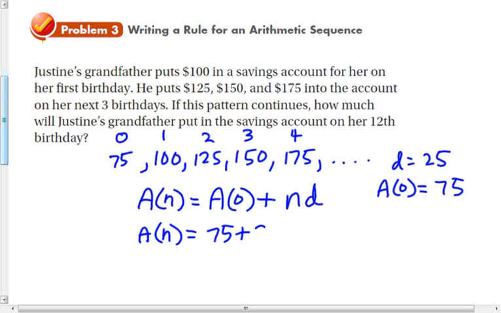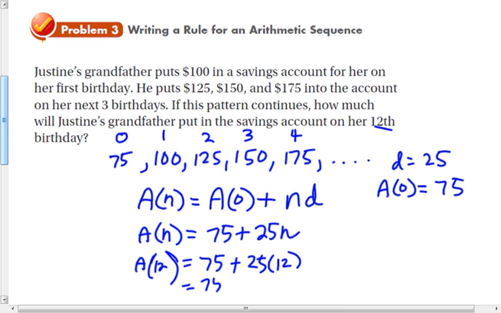a sub n equals 75 plus 25 times n. And you might recognize this as a linear type equation. And we want to know how much she'll have on her 15th birthday. So we're going to do 75 plus 25. Did I get that right? Oh, 12th birthday, sorry about that. Not her 15th, but her 12th. And 25 times 12, and that's 75 plus 300, so $375 on her 12th birthday. Pretty generous grandfather.